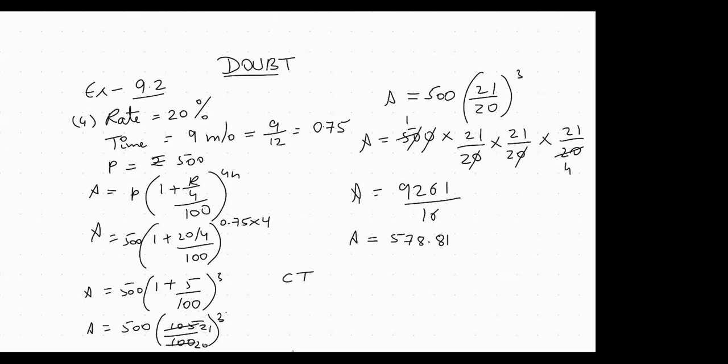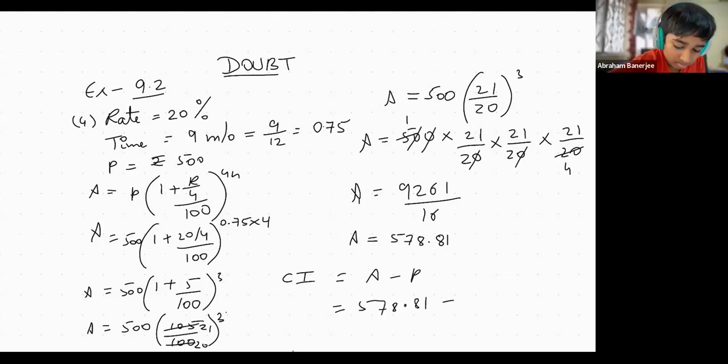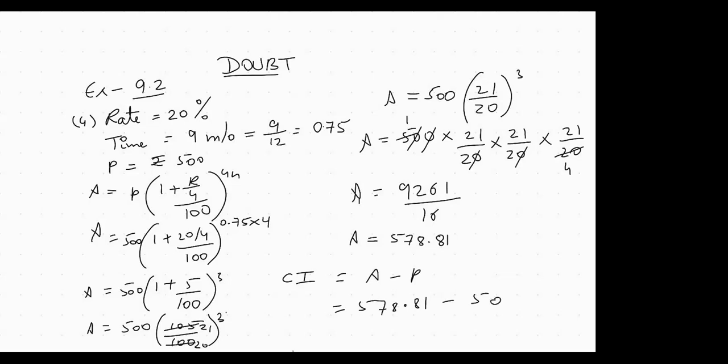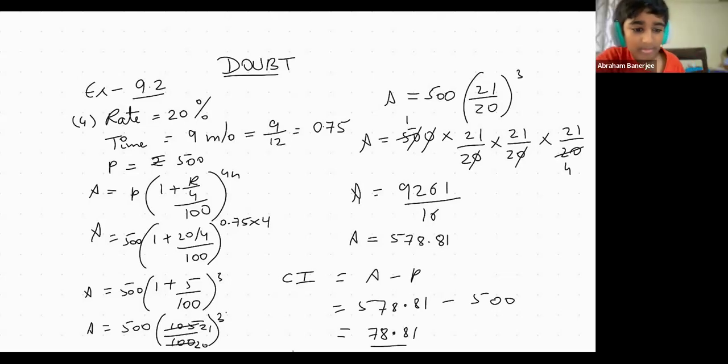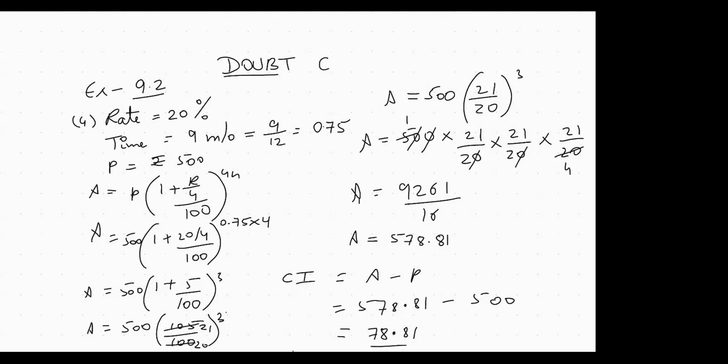CI is how much? Amount minus principal. So 578.81 minus 500. CI is 78.81. Okay, clear, Abraham? Yes, ma'am. Okay, very good. Rutan?